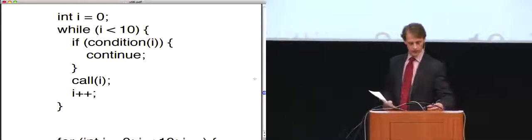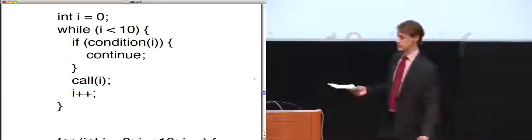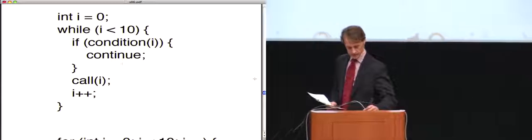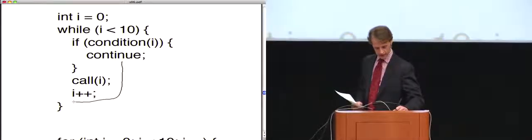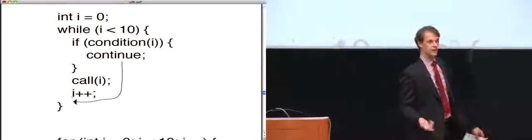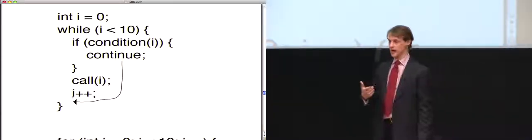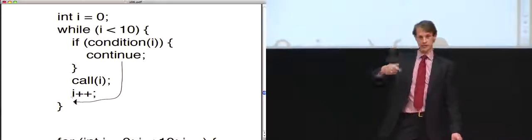So here's a while loop. If some condition is true, then it calls the continue statement. And what the continue statement does is it jumps to here. So it skips over all the rest of the loop body, but you're still inside the loop body. You do the loop condition test again, and if it's true, you go back to the start of the loop and iterate again. If not, you quit.